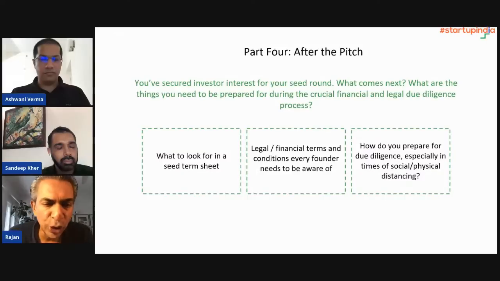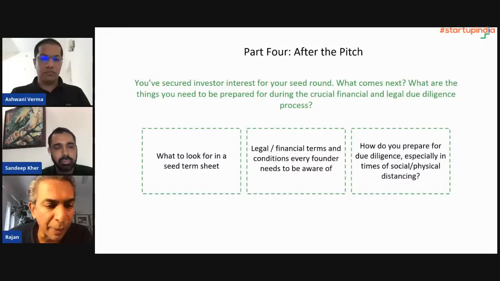So Sandeep actually has a very, very deep view on the kinds of things that seed stage companies simply do not have when they get to the term sheet and due diligence stage, and because of that, there are long delays that happen, right? And we thought it's very important for Sandeep to come and share with you all the experience that he had.